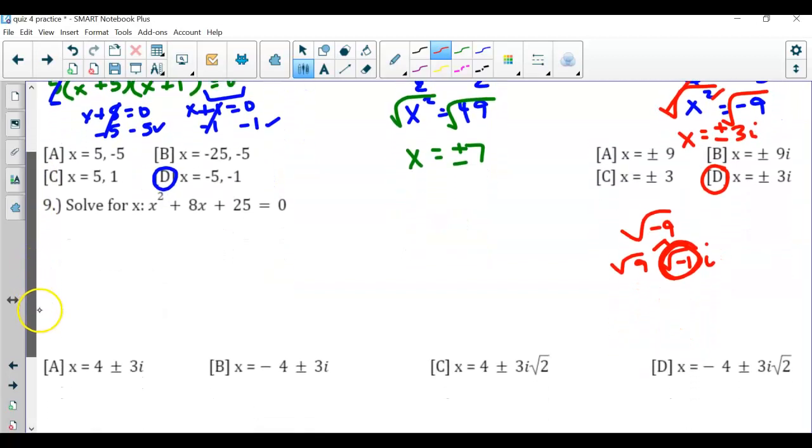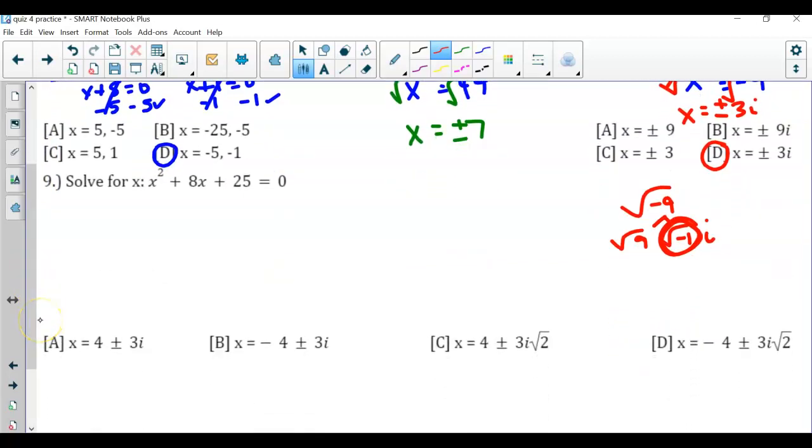Question number 9. We are again solving, and our quadratic is equal to 0, so we're good. And a is 1. But when I look at my answer choices, I notice that I have this value here, plus or minus 3i, or 3i radical 2. So that's one sign that we could use completing the square or quadratic formula.